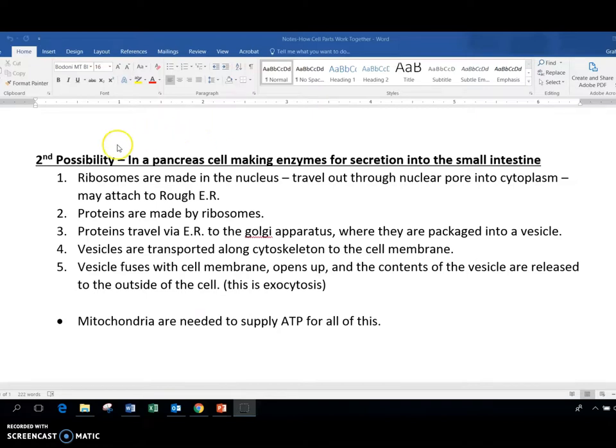And the first thing is that in the nucleus of the cell, ribosomes get made. So they're made in the nucleus, and then they have to leave the nucleus through nuclear pores, little holes in the nuclear membrane, and they go out through that into the cytoplasm, where they then are able to attach to the rough endoplasmic reticulum. Remember that a cell is sort of like a water balloon with a whole bunch of stuff floating around inside of it.